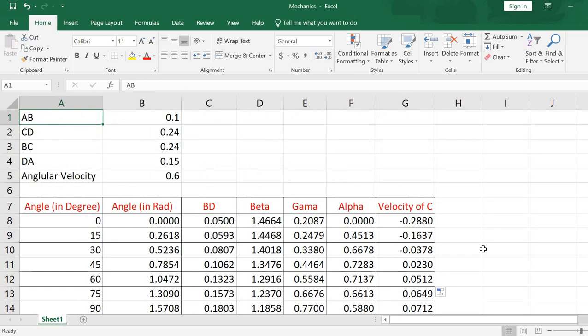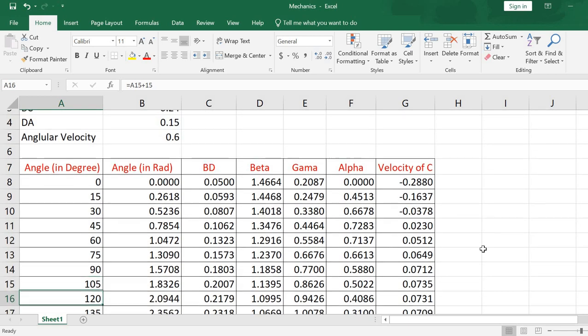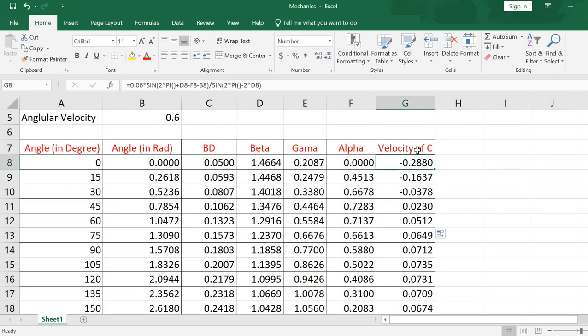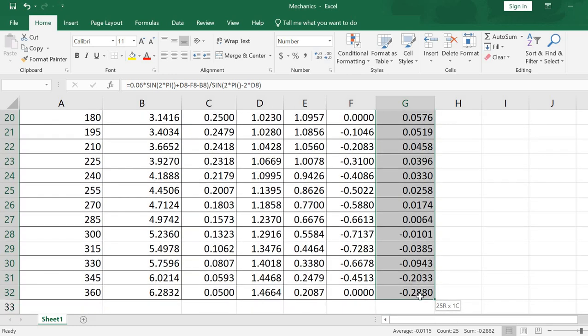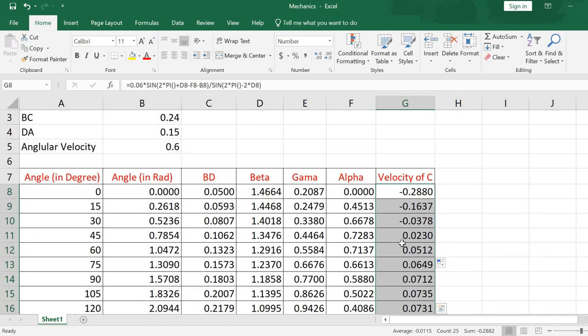So the next thing is we need to plot the graph. It's also very simple using Excel. Just you need to click this, and this time you need to highlight all these points. As you can see, I have highlighted these points up to all angles. I am going to cover up to 360 from this. So I have covered all the angles.